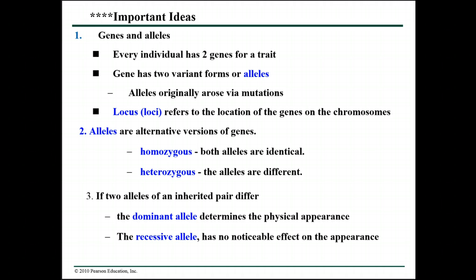Some more important ideas. Genes and alleles. As we've already mentioned, every individual has two genes for a trait. Genes have two variant forms called alleles. The locus or loci refers to the location of the genes on the chromosome. Alleles are alternate versions of genes. If you are homozygous for a particular gene, that means you receive two identical alleles. If you are heterozygous for a particular gene, that means you receive two different alleles.